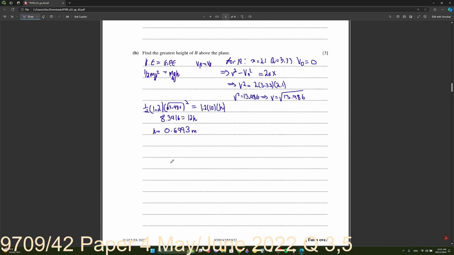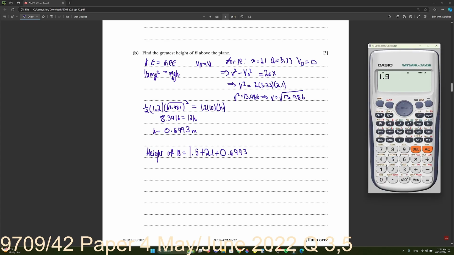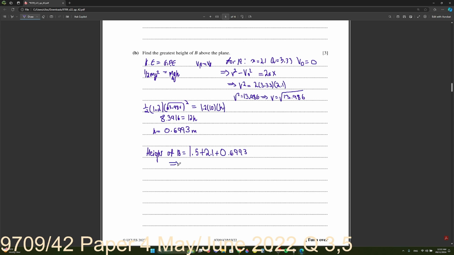Okay, so that means the height of B is going to be equal to what? It was originally at 1.5. It added 2.1 because A pulled it up by 2.1. A went down 2.1, so B goes up 2.1. Plus, as it was stopping, it traveled 0.6993. So what do you get? 1.5 plus 2.1 plus 0.6993, you get 4.2993 meters.